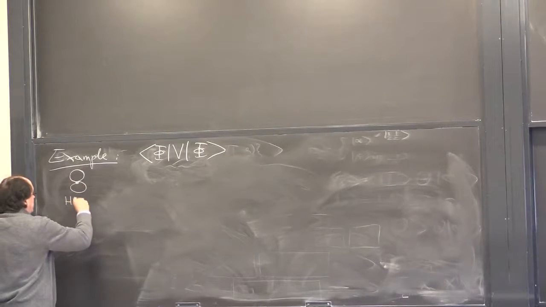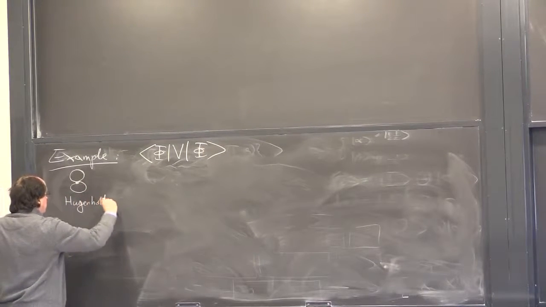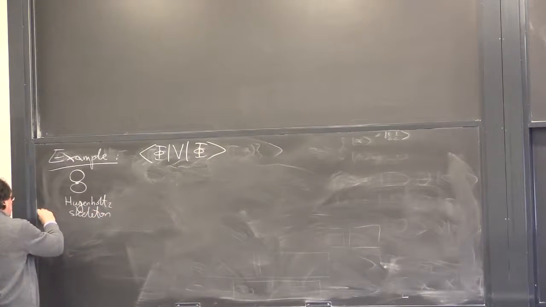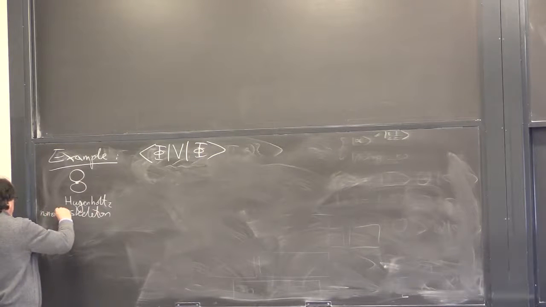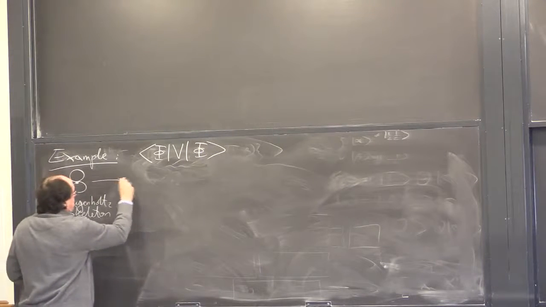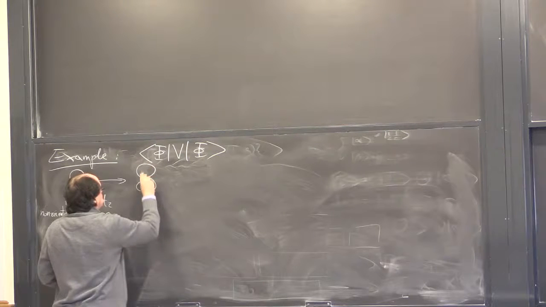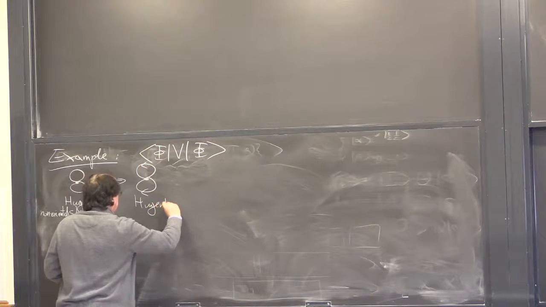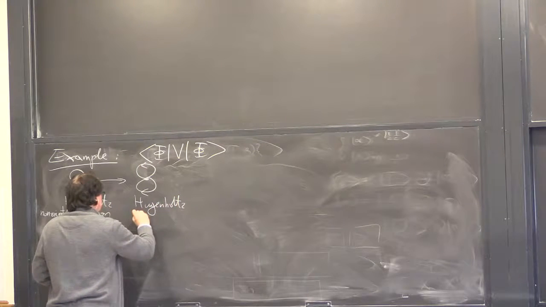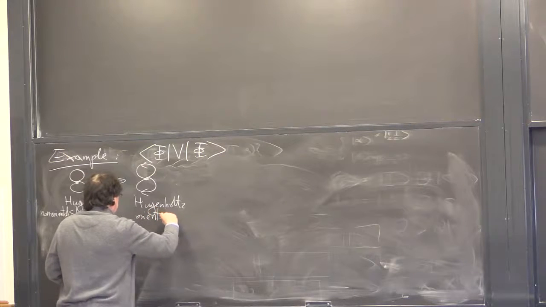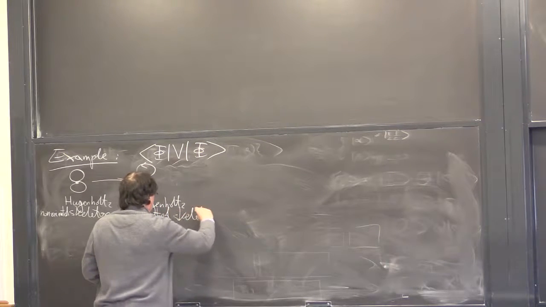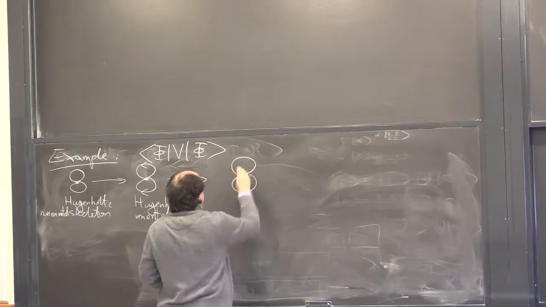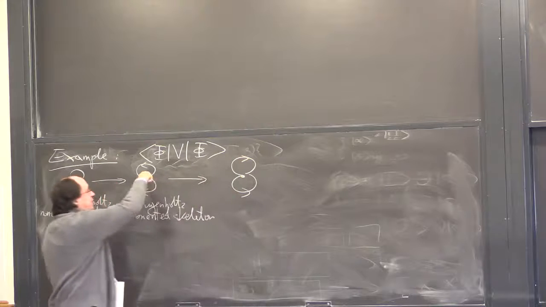So this would be the Hugenholtz skeleton, non-oriented. Then the next step would be to add lines. So you would add the arrows, and we would end up with the Hugenholtz oriented skeleton. And the next step would be to introduce some indices. I guess we know that lines that are associated.